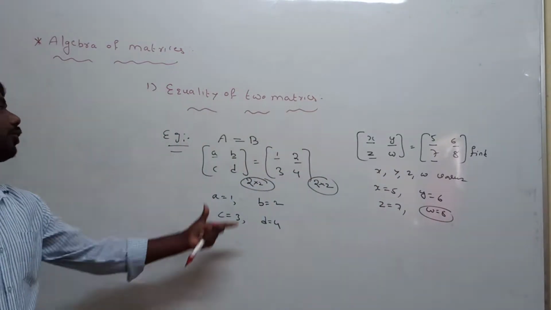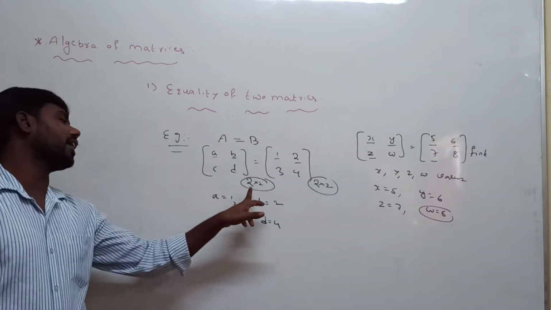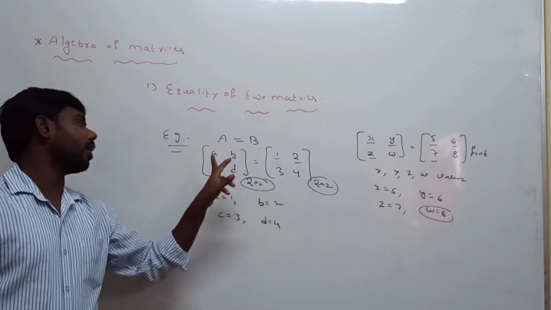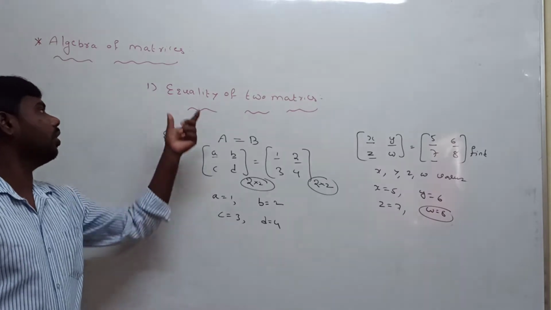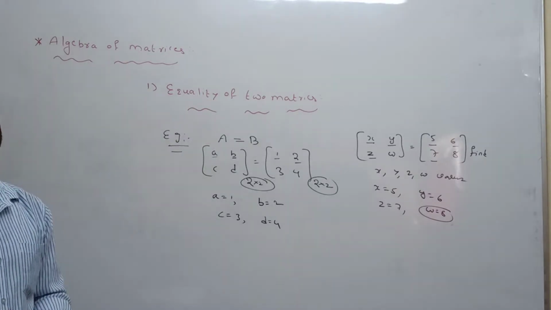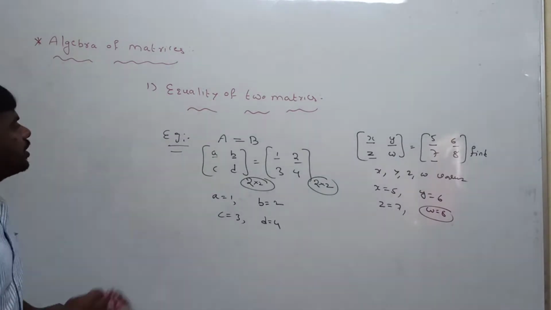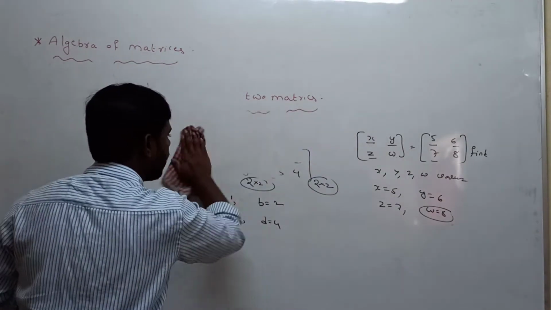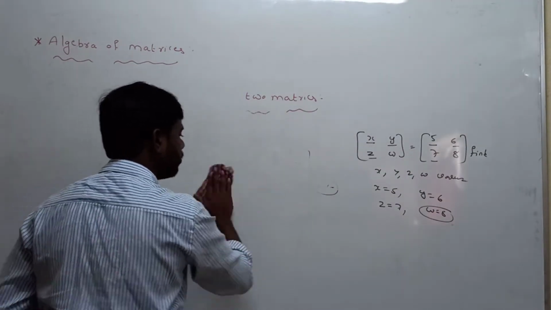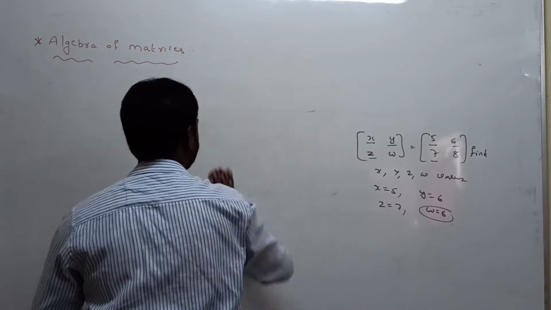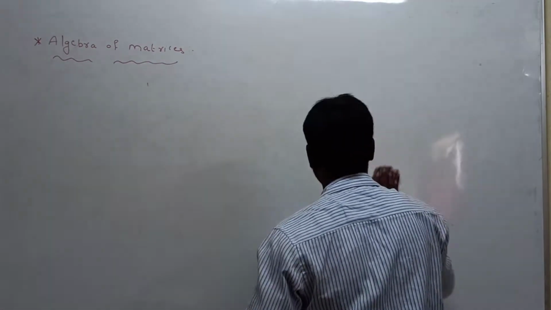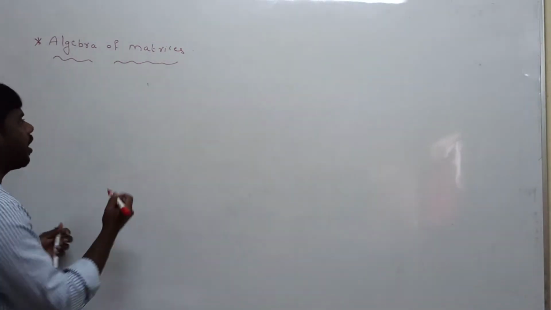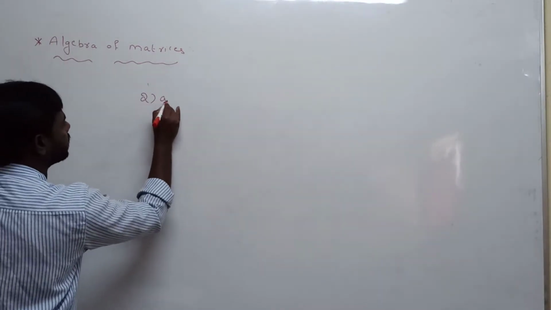Two matrices are said to be equal if both the matrices have the same order and corresponding elements are equal. This is called equality of matrices. Everyone understood? Second is addition of two matrices. Addition of two matrices means adding the two matrices, or else the sum of the two matrices.